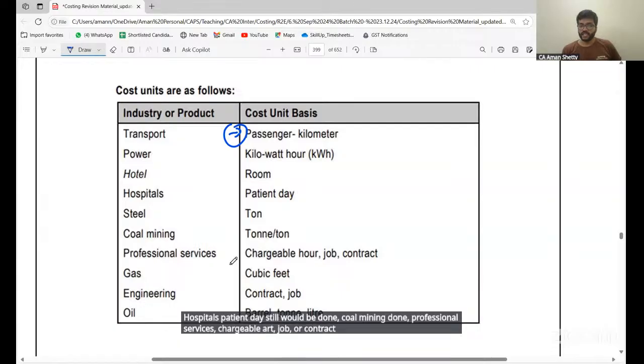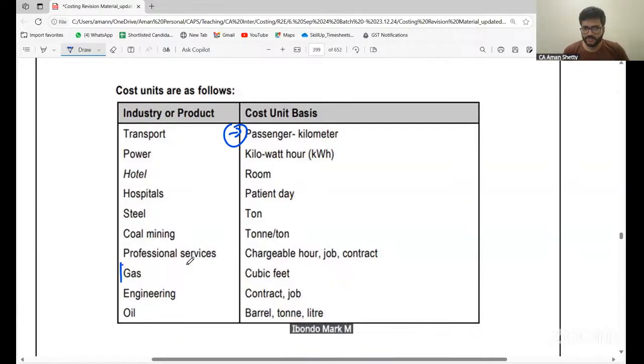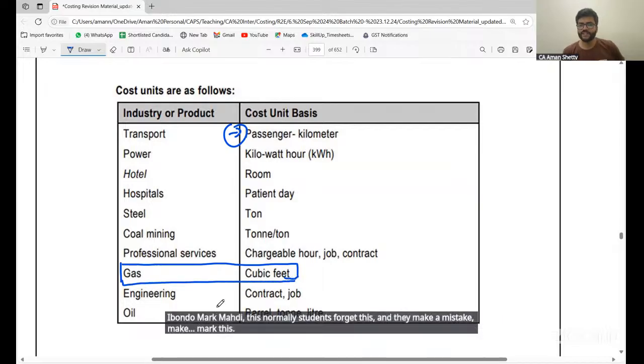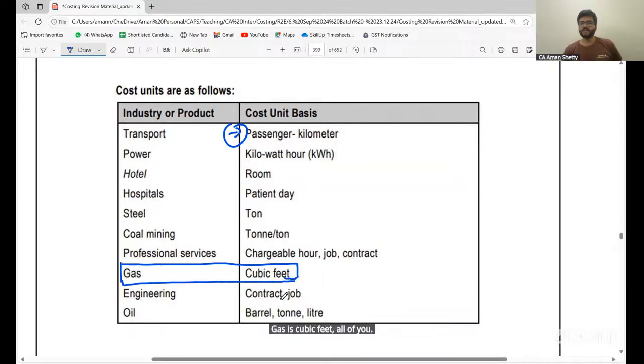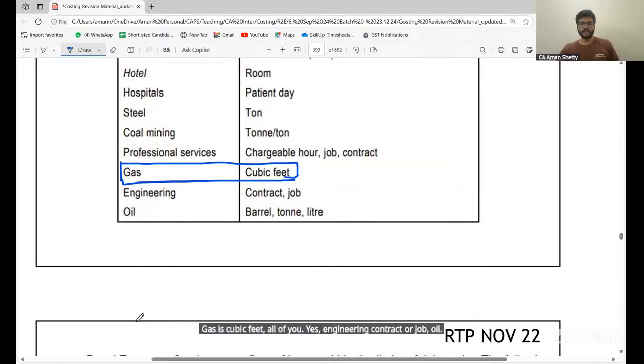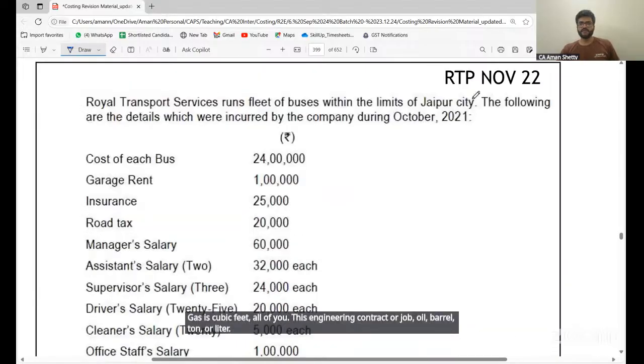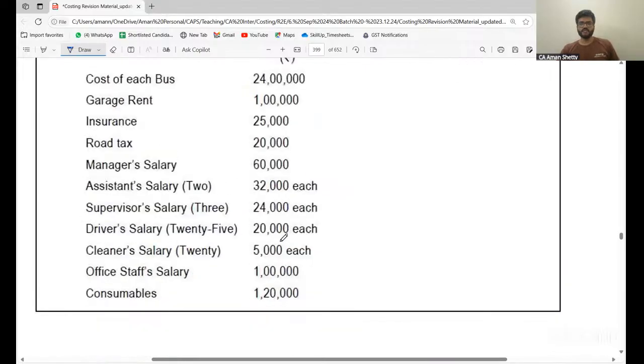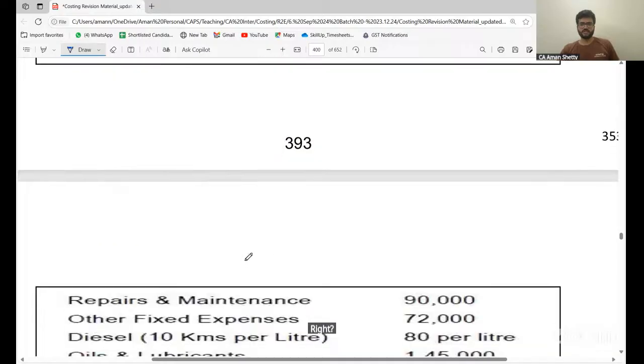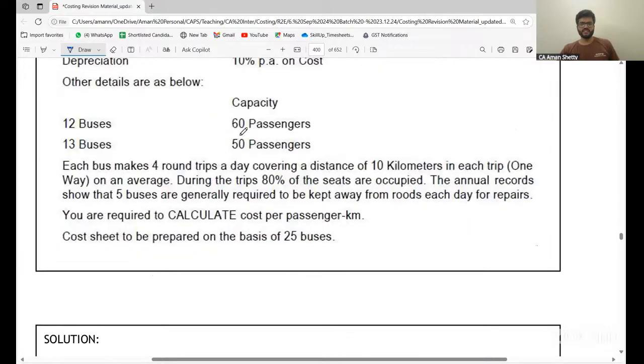Gas, mark this one. This normally students forget and they make a mistake. Mark this. Gas is cubic feet, all of you. Yes. Engineering contract or job, oil barrel, ton or liter. Again, this is easy.